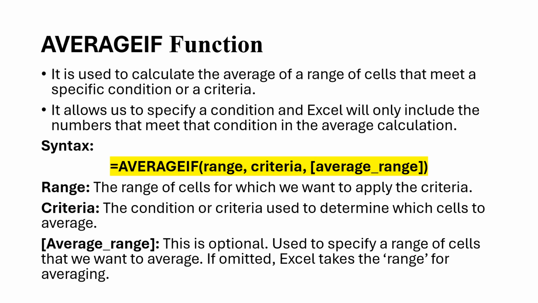This is an optional argument. When there is a specific case where we want to only take a few of the cells within the range for calculating the average, then we specify the average range. And if we don't specify this average range, then Excel automatically takes the range for averaging.